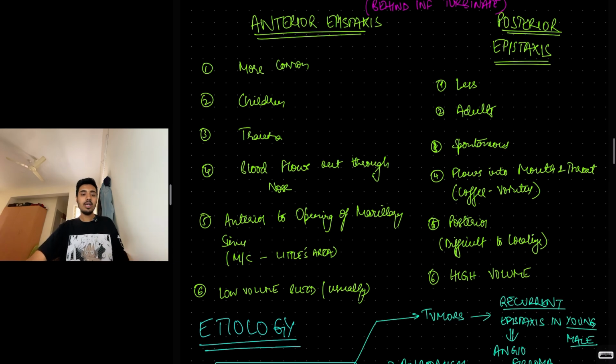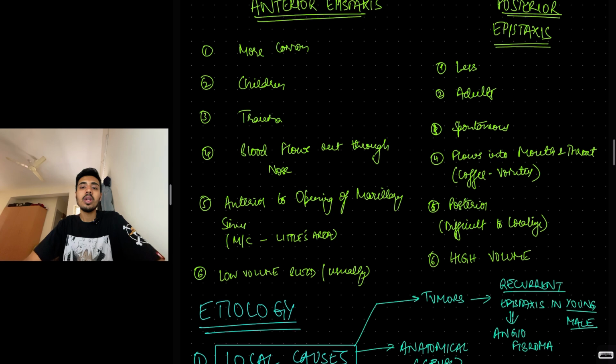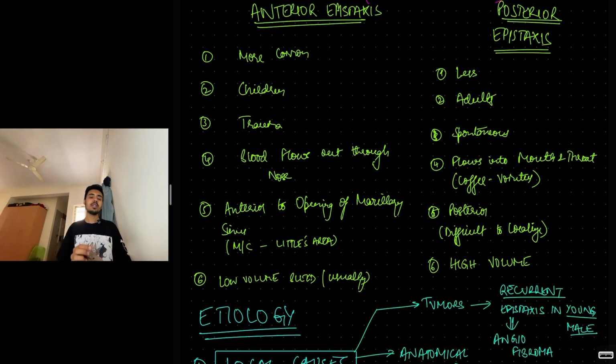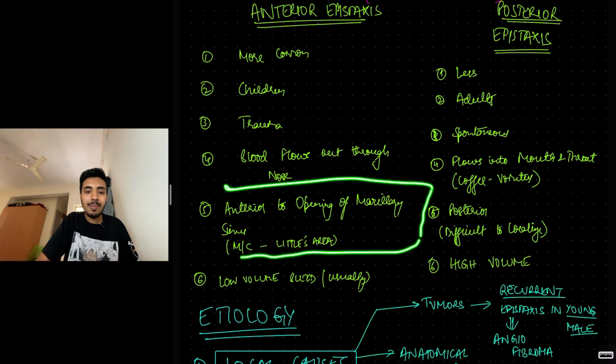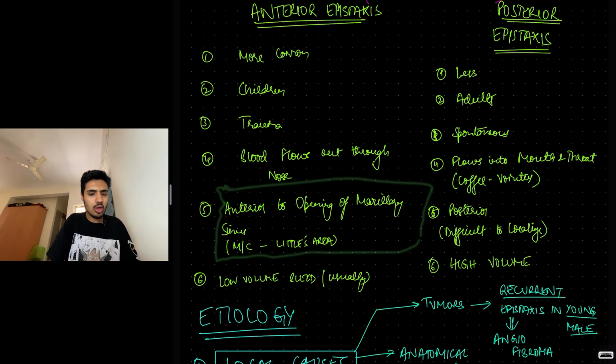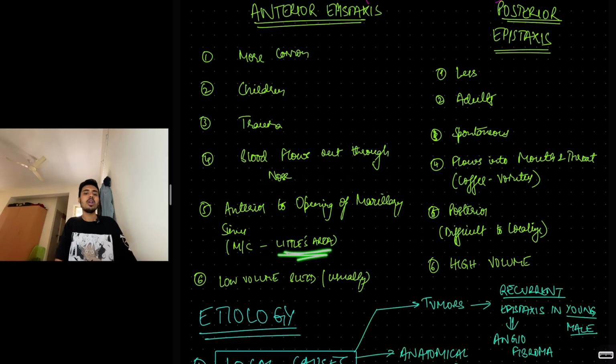Next, coming to another classification: anterior epistaxis or posterior epistaxis. Anterior epistaxis means the blood is flowing out through the nose. Why is it flowing out through the nose? Because the site of epistaxis is anterior to the opening of the maxillary sinus. And which is the most common site? Little's area. So that is why the blood flows out through the nose.